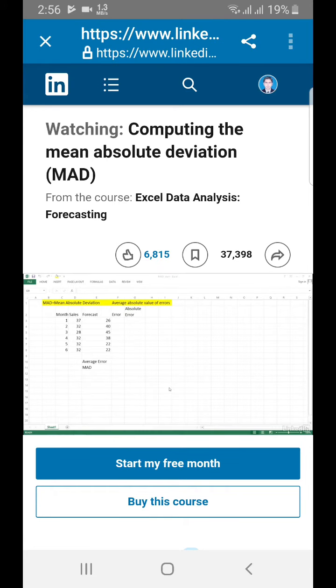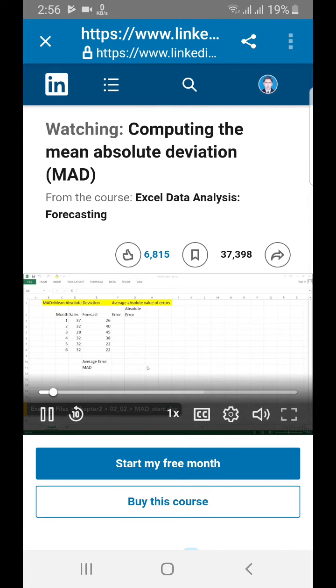In this video, we'll discuss a common measure of forecast accuracy, the MAD, or the mean absolute deviation. And so if you want to follow along with me, you should open up the file MAD Start in the Chapter 2 Video 2 folder.